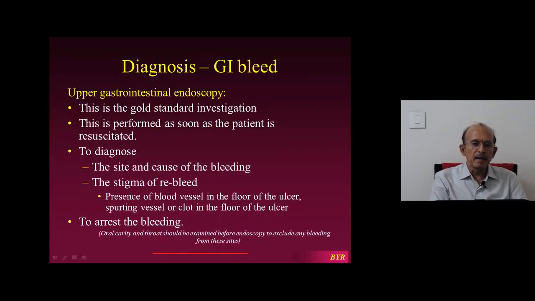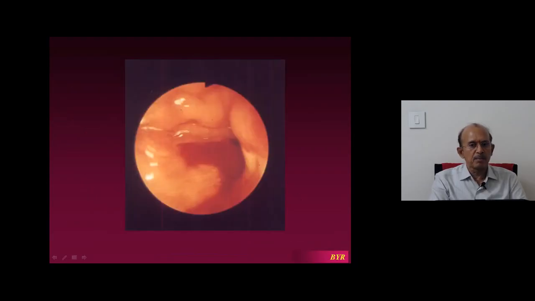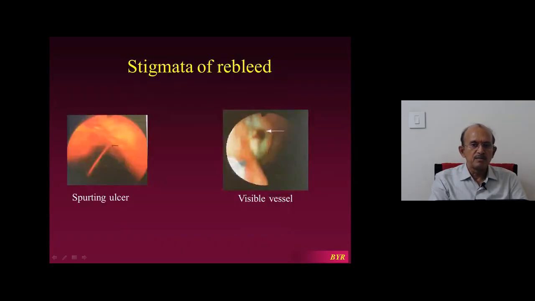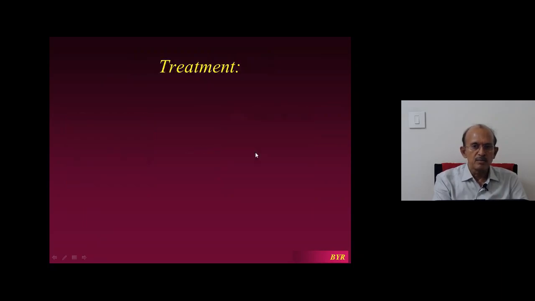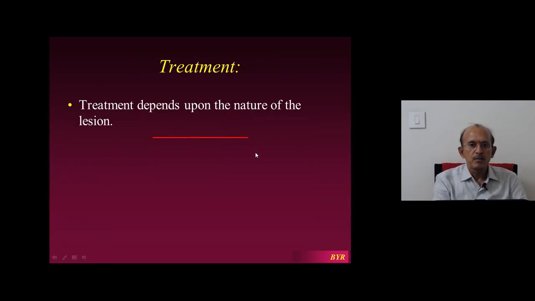So upper GI endoscopy is done for diagnostic and therapeutic purpose. You will see blood like that flowing from the ulcer. This is a stigma of rebleed. You can see here a spurting blood vessel, and you can see a visible vessel. Treatment depends upon the type of lesion.